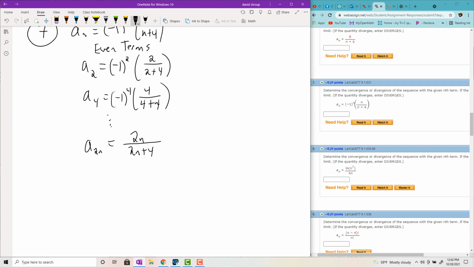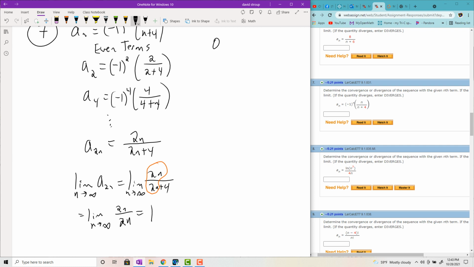And so the limit of these even terms, this a sub 2n, as n goes to infinity, what is that? It's the limit as n goes to infinity of 2n all over 2n plus 4. And I said you could just circle the high degree terms, since this is a ratio of polynomials. So that's equal to the limit as n goes to infinity of 2n all over 2n, which is just 1. Then look at the odd terms.